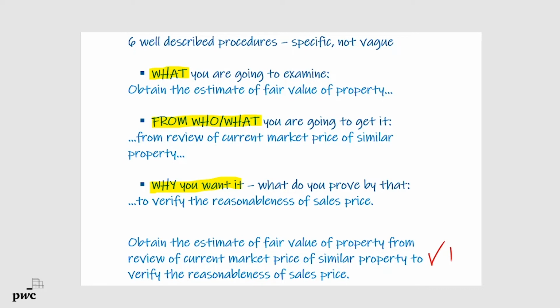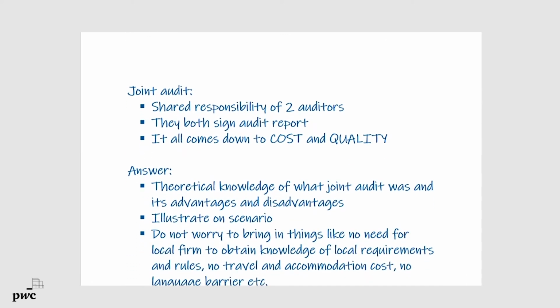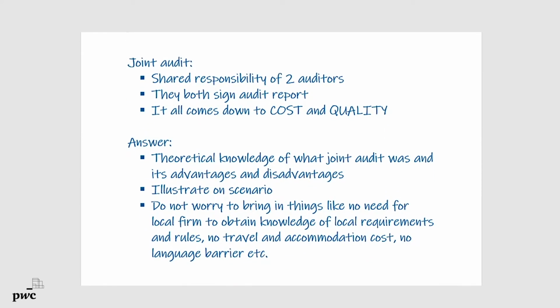The last requirement, C, was sort of a rescue requirement, the easiest one, but only in case you knew what a joint audit was. So for 6 marks, you should discuss and illustrate on the scenario the advantages and disadvantages of joint audit, which is the audit in which two auditors share responsibility and liability for the audit. So they both sign the audit report. The advantages and disadvantages all come down to cost and quality of the audit, quality being typically increased.